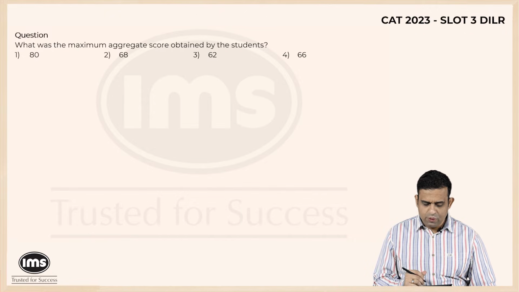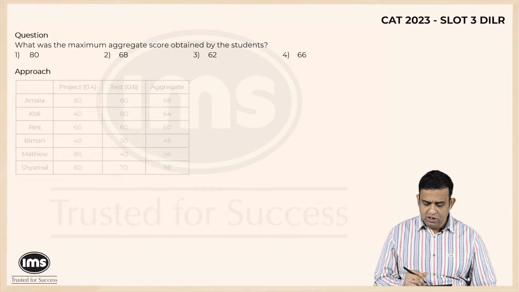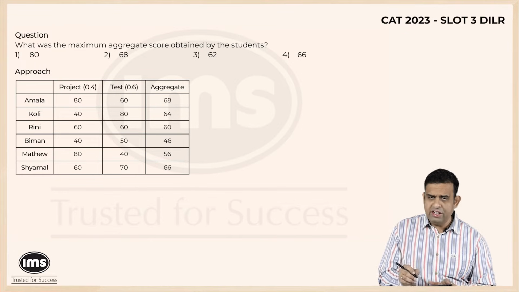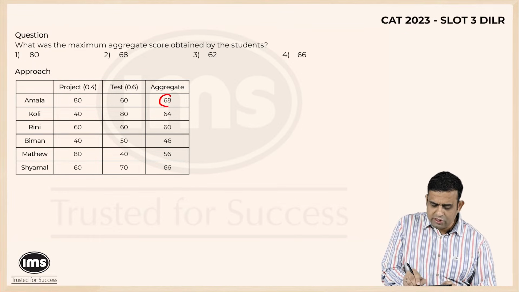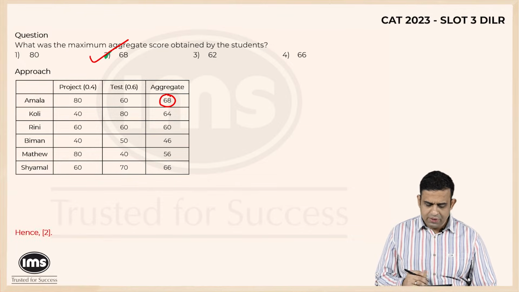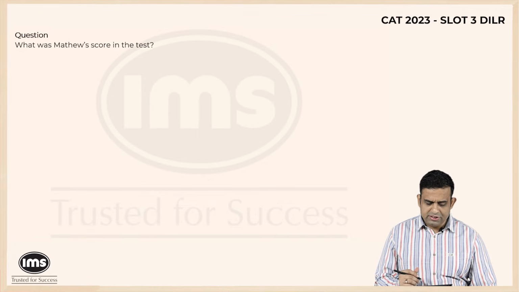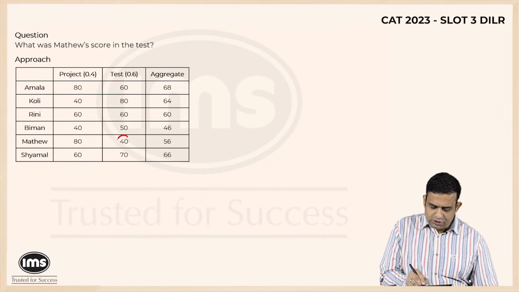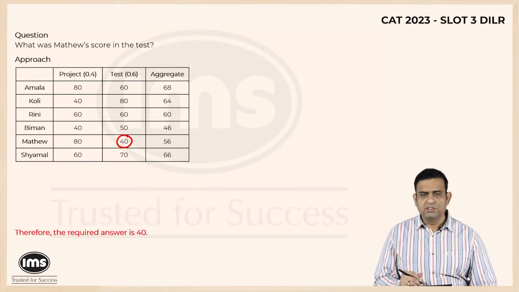In the next one, what was the maximum aggregate score obtained by a student? The max score obtained is by Amla, and that number comes out to be 68. So one can mark option number 2 over here. Then the next question says, what was Matthew's score in the test? Matthew in the test has scored a 40. So the answer for this TITA question would be 40.